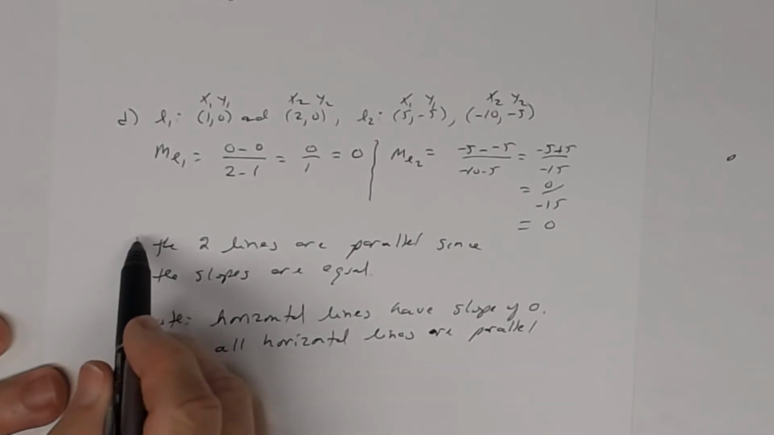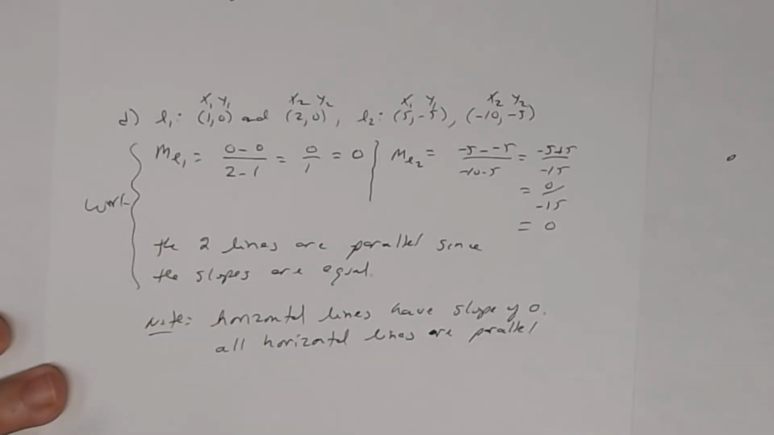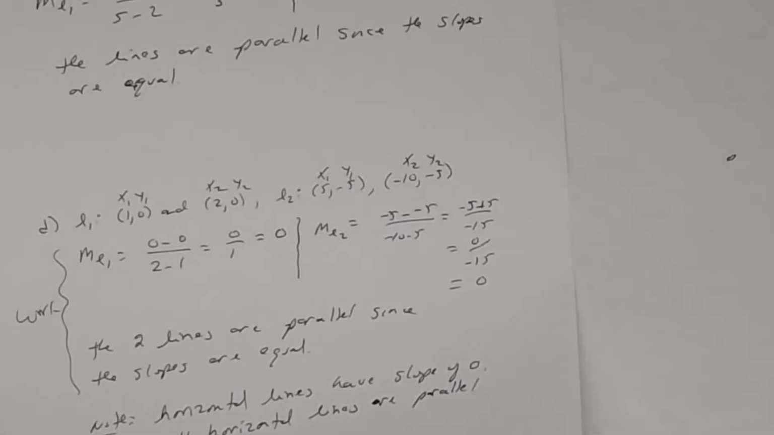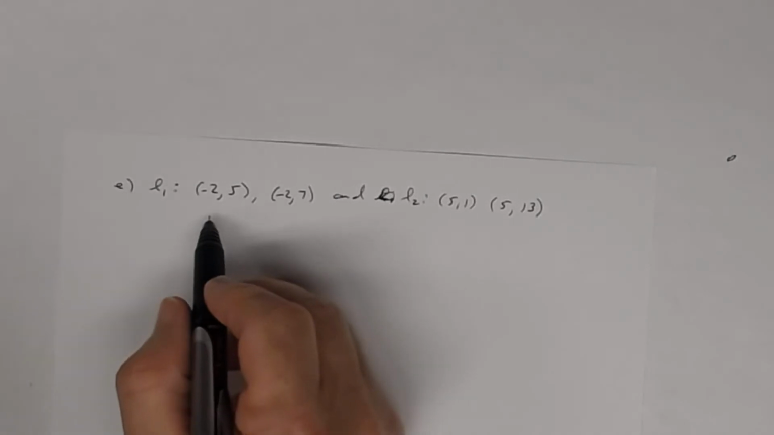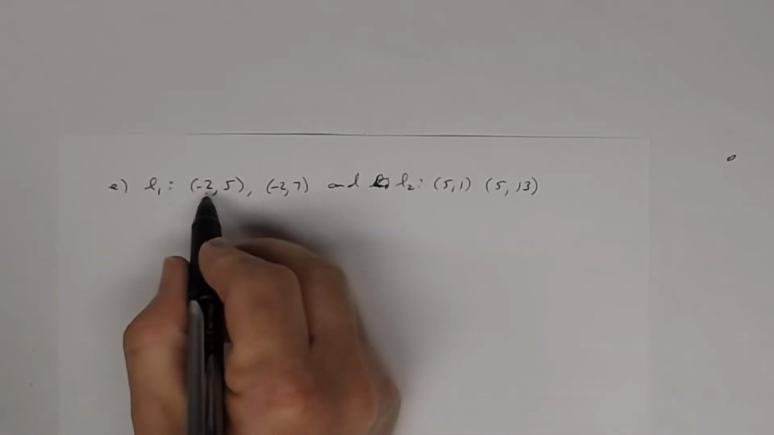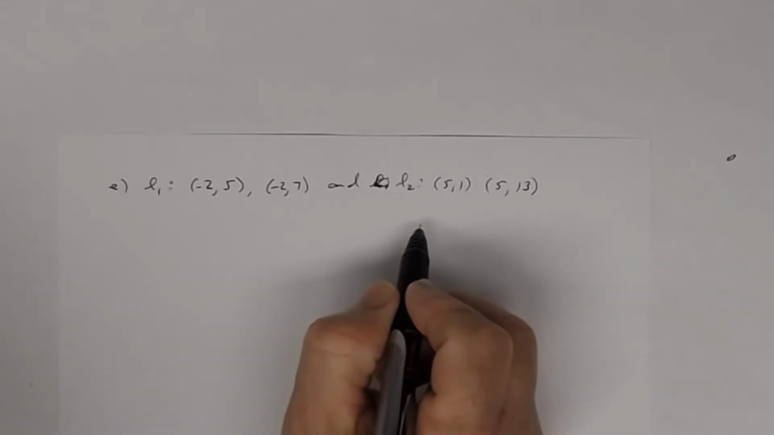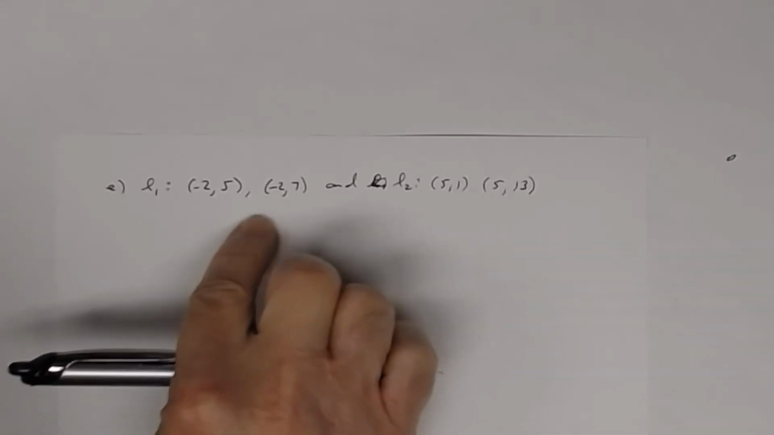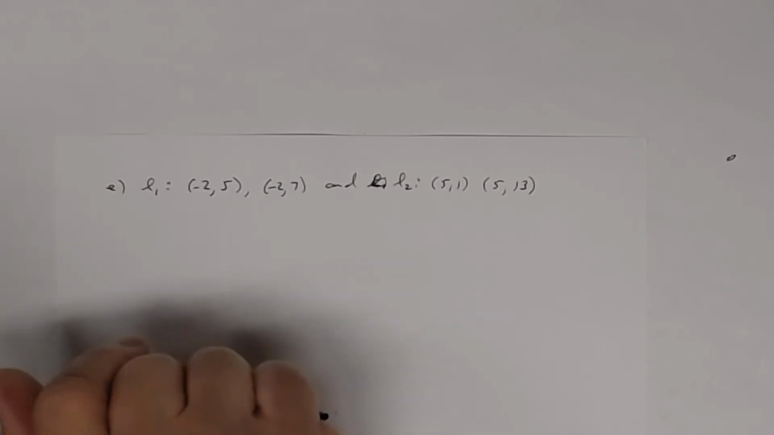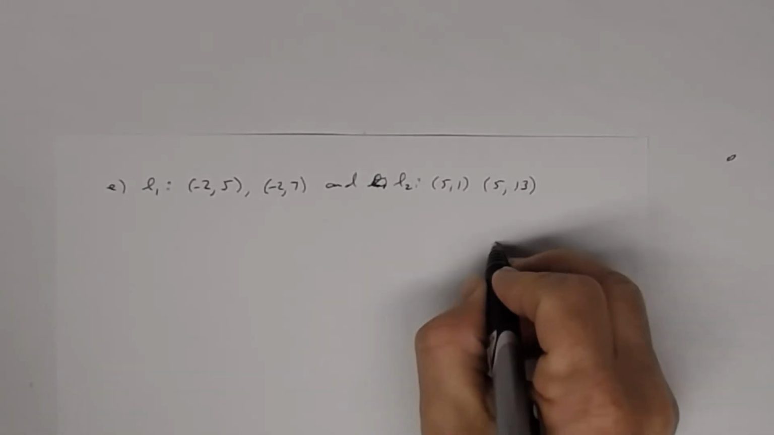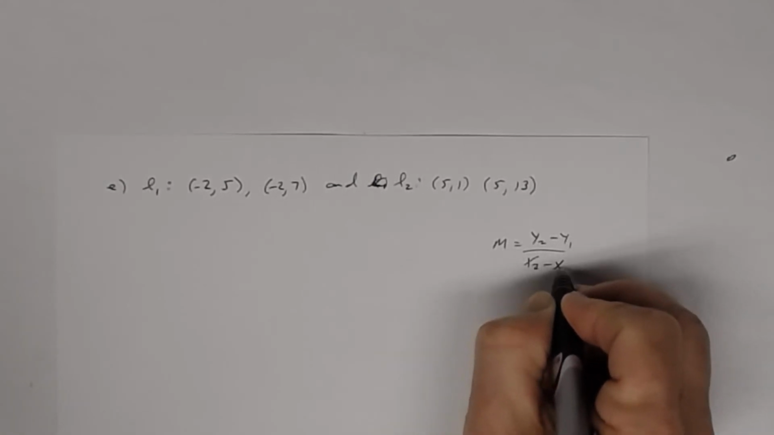Okay, but this is your work right here. Work and answer. Okay, all right, and then finally letter E. So we're almost done. Last one. Okay, so let's look at this one. I want to find the slope of line 1, and I want to find the slope of line 2. I can easily do that because 2 points are given, so I can use the slope formula. Remember, the slope formula is y2 minus y1 divided by x2 minus x1.